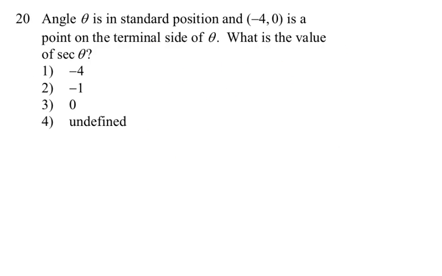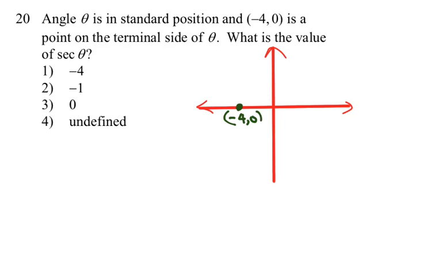Number 20. Angle theta is in the standard position, and (-4, 0) is the point on the terminal side of theta. What is the value of secant theta? So here, (-4, 0) would have been around here. Then, what is my angle? You can see that my measure of the angle is 180 degrees.